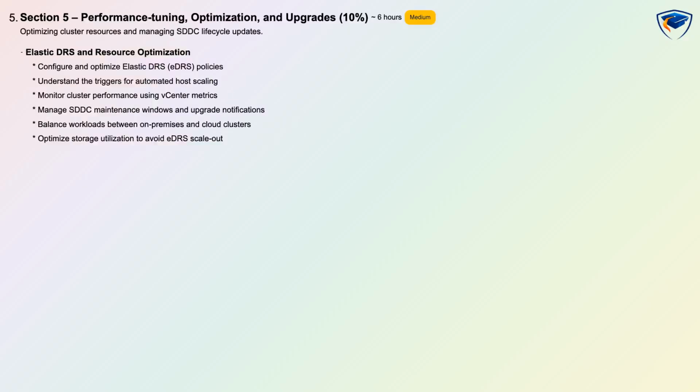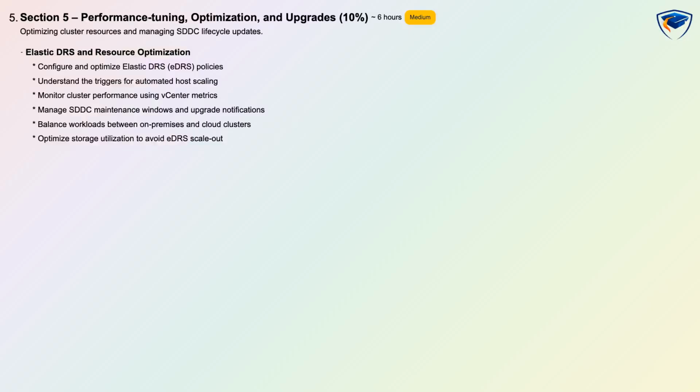Section 5, Performance Tuning, Optimization, and Upgrades, is 10%, medium difficulty with about 6 hours of study and a mix of conceptual and scenario-based assessment, focused on optimizing cluster resources and managing SDDC lifecycle updates. You will learn to configure and tune Elastic DRS policies, understand triggers for automated host scaling, monitor cluster performance using vCenter metrics, and manage SDDC maintenance windows and upgrade notifications.